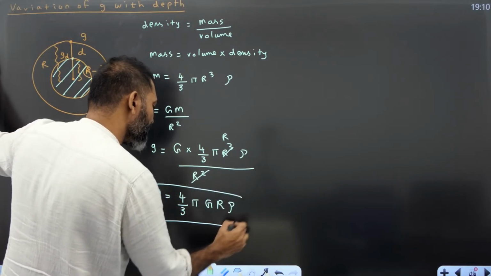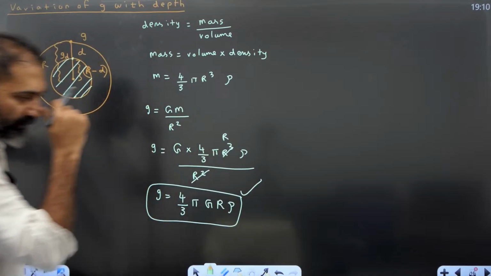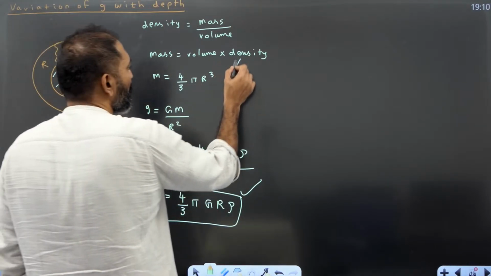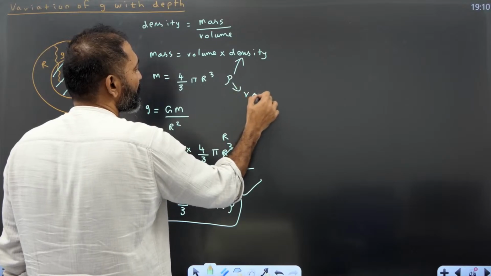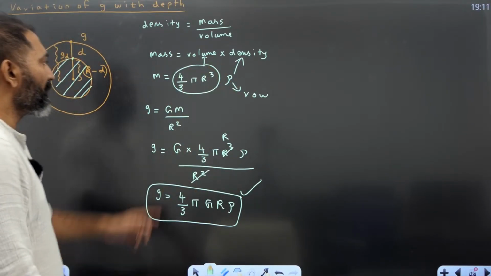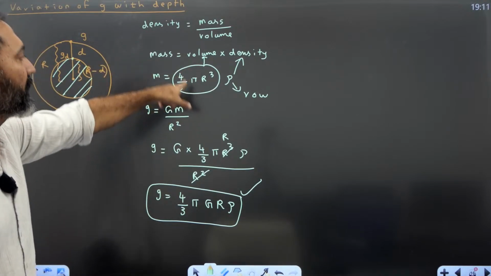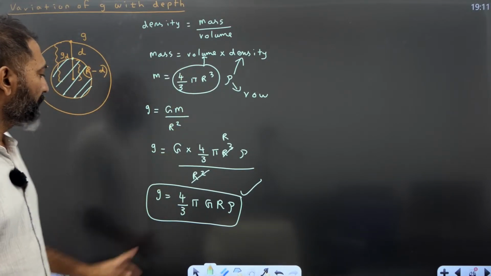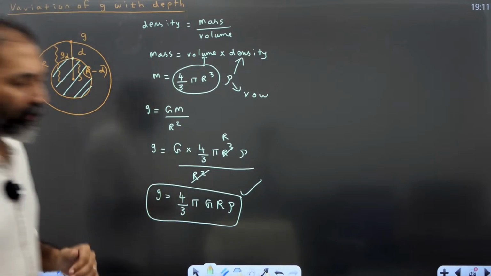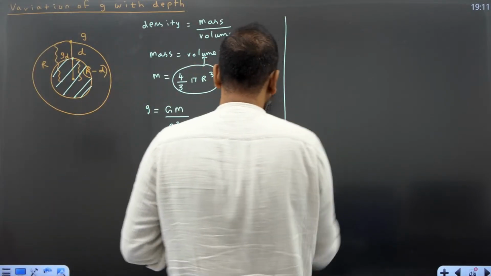Students, please remember this equation for gravity in terms of density. What is this? Rho, pronounced as rho, which stands for density. Volume is 4 by 3 pi r cube. We will be considering Earth as a sphere in this case. So what is the equation for acceleration due to gravity? 4 by 3 pi G r rho. So gravity at a depth means what?